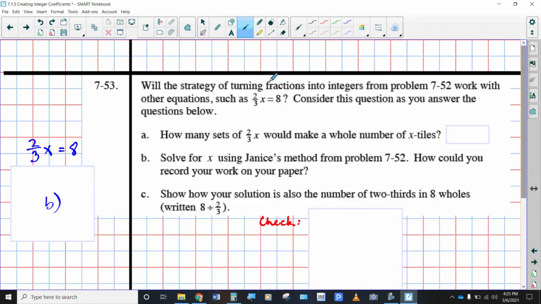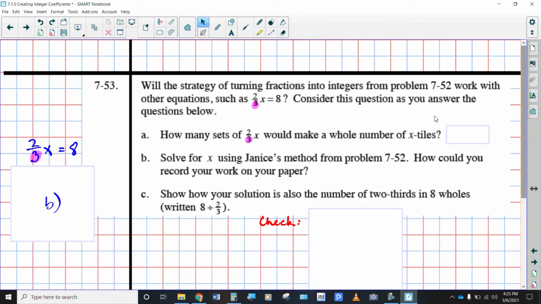So let's try it here. Will the strategy of turning fractions into integers from problem 52 work with other equations such as 2/3 of x is equal to 8? So please copy down 2/3 of x is equal to 8. And it says, how many sets of 2/3 would make a whole number of x tiles? What is your denominator in this situation?